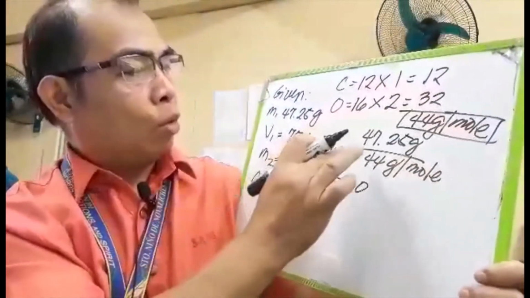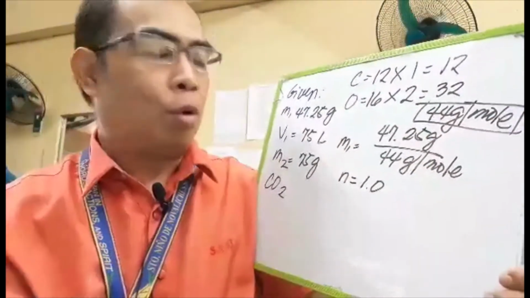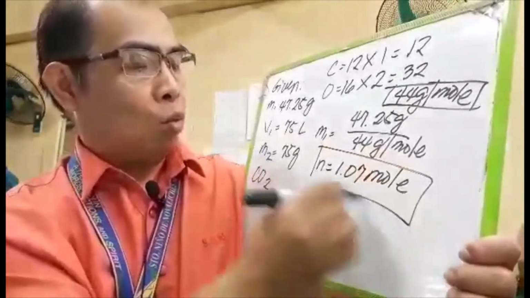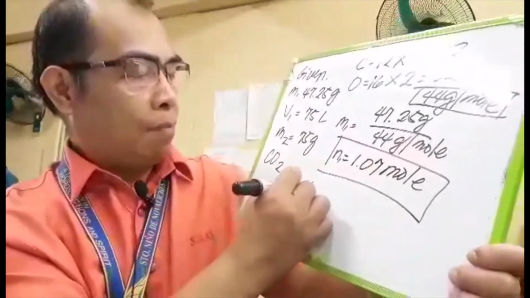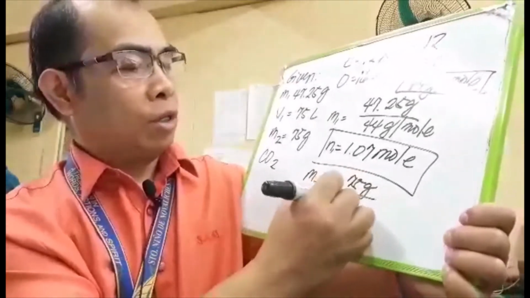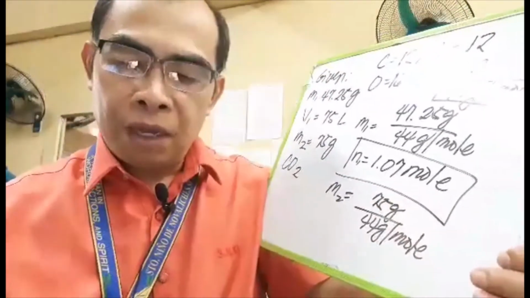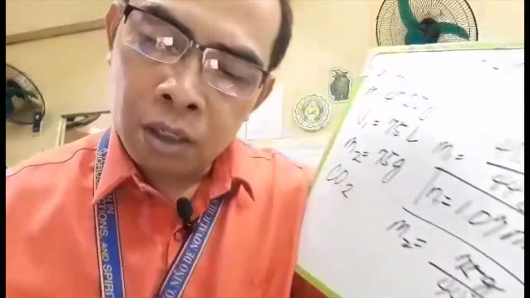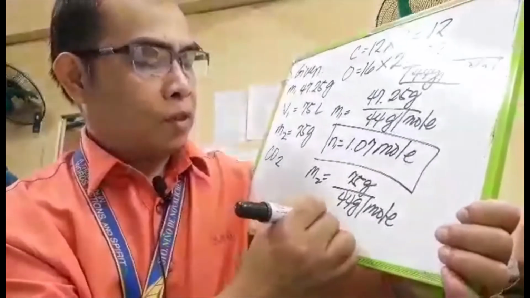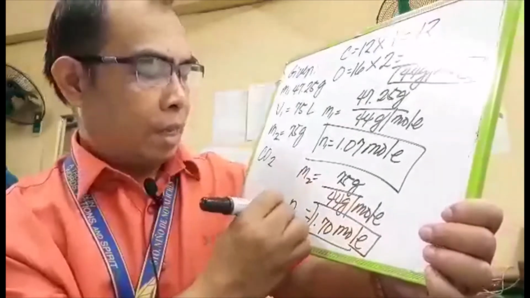This time, we are going to convert 47.25 grams divided by 44. So we have the answer is 1.07 mole. This is our N1. For our M2, so we have 75 grams divided by 44 grams per mole. So 75 divided by 44. So we have 1.70 mole. So this is our N2.